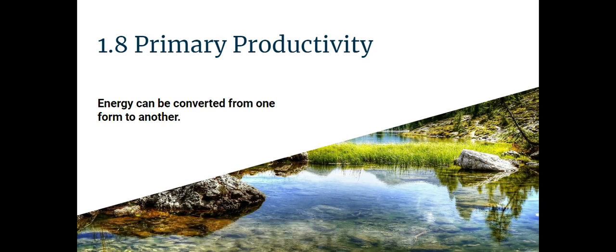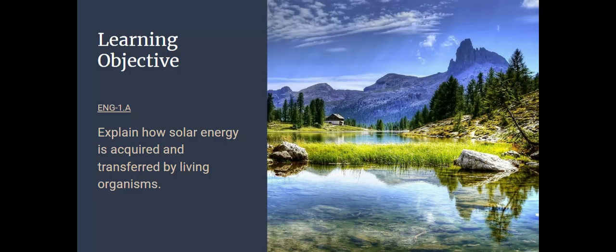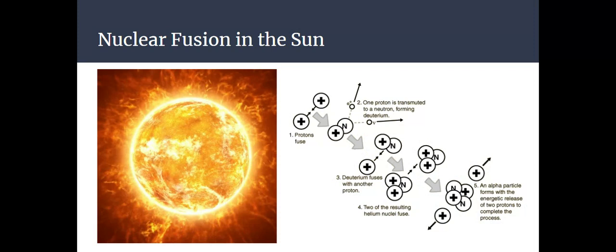1.8, primary productivity. The major goal for this section is to explain how solar energy is acquired and transferred by living organisms. And before we talk about acquiring and transferring energy, let's also take a moment and talk about the sun. The sun, as we know from years of science class, is the major source of energy on this planet. Where does that energy come from?